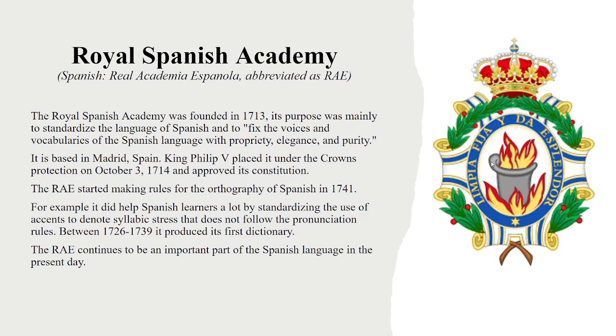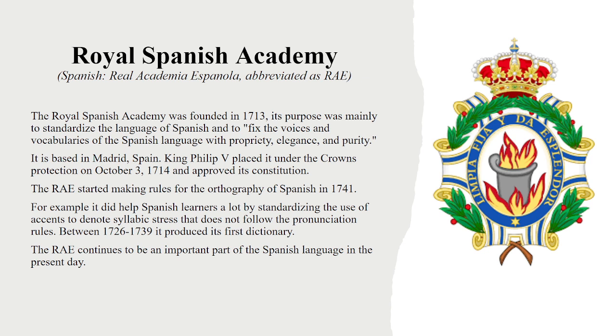The Royal Spanish Academy. The Royal Spanish Academy was founded in 1713. Its purpose was mainly to standardize the Spanish language and to fix the voices and vocabularies of the Spanish language with propriety, elegance, and purity. It is based in Madrid, Spain. King Philip V took it under the Crown's protection on October 3rd, 1714, and approved its constitution.